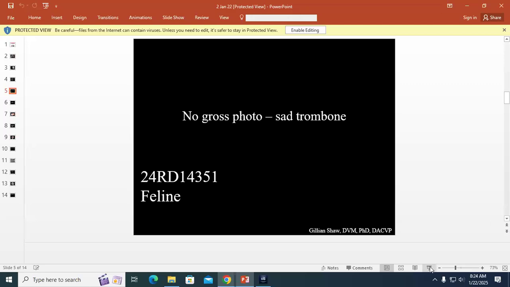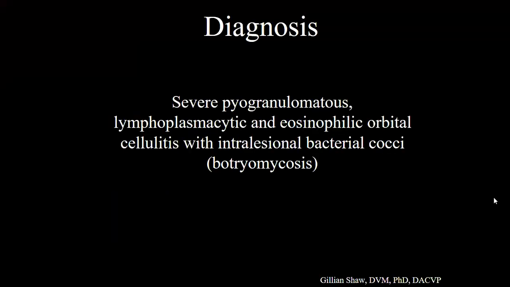So here is my diagnosis. Severe pyogranulomatous, lymphoplasmacytic and eosinophilic orbital cellulitis with intralesional bacterial cocci, so botryomycosis. And yeah, this is just sort of an unusual lesion. Certainly for us in Coplow, I don't know about, I feel like I associate it with mice more than anything else, but anyway, that's all I have.